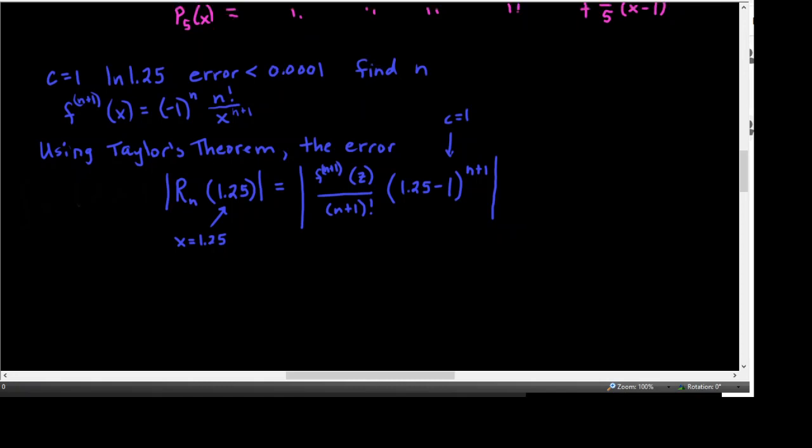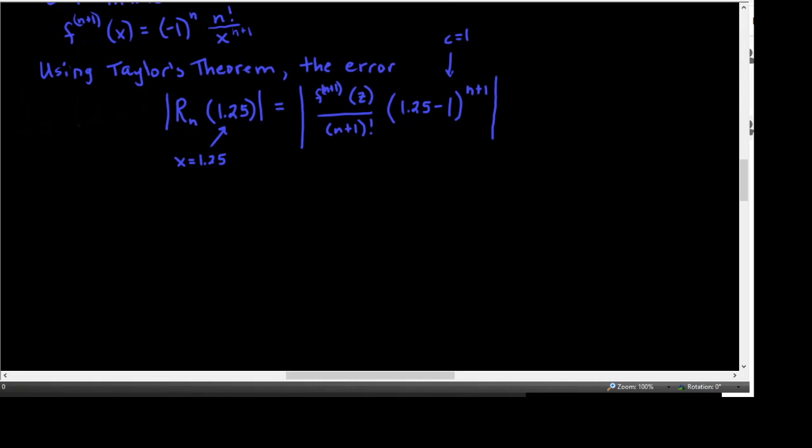And if we simplify that a little bit, by substitution, this is going to be the absolute value of negative 1 to the nth times n factorial over x, which is here what the z is. We're putting z into that. So z to the n plus 1 power divided by n plus 1 factorial, and then 1.25 minus 1 is 0.25 to the n plus 1.